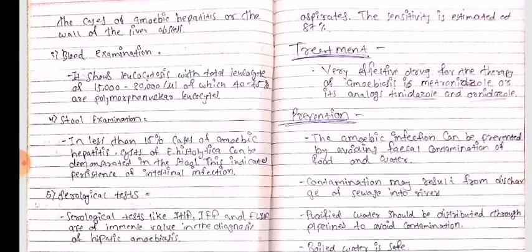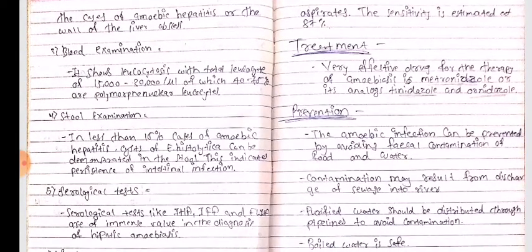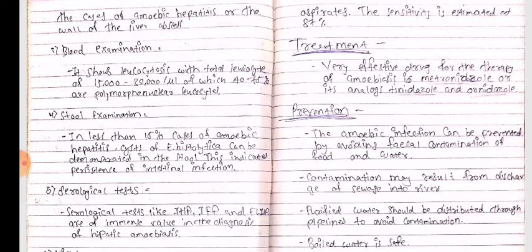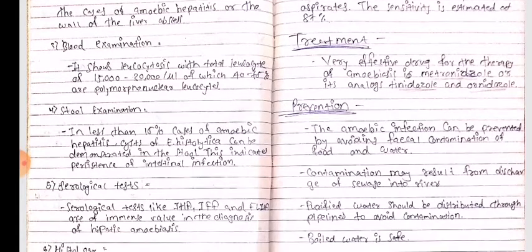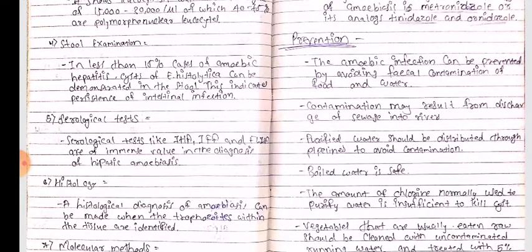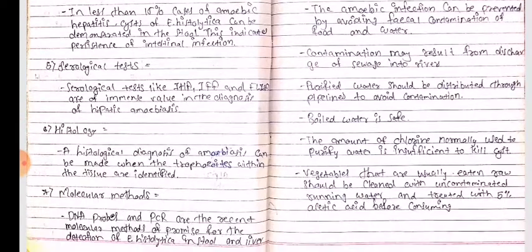Treatment. A very effective drug for the therapy of amoebiasis is metronidazole or its analogs tinidazole or ornidazole. Prevention. The amoebic infections can be prevented by avoiding fecal contamination of food and water. Contamination may result from discharge of sewage into rivers. Purified water should be distributed through pipelines to avoid contamination. Boiled water is safe. The amount of chlorine normally used to purify water is insufficient to kill cysts.